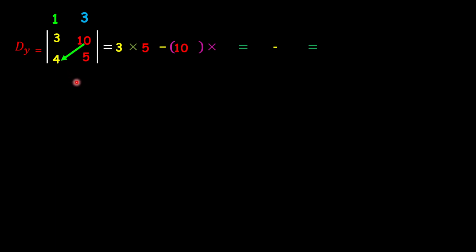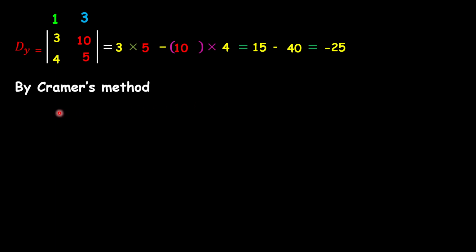10 multiply to 4. Simplify these. 5 3s are 15 minus 10 4s are 40. Here 40 is greater than 15. Therefore give the sign of 40. And 40 minus 15 is nothing but how much? 25. Now by the Cramer's method, x is equal to, tell me formula.